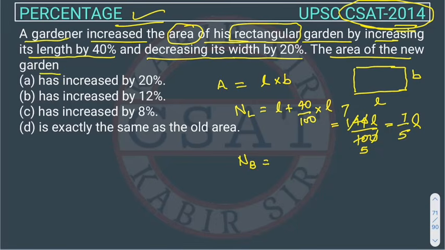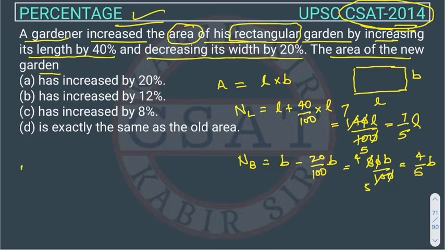And what will the new breadth be? Decreasing by 20%, so B minus 20% of B. So this will come out 80B upon 100. This 0 will cancel this 0. We can cancel it, right? So this will be 4 by 5B, right?